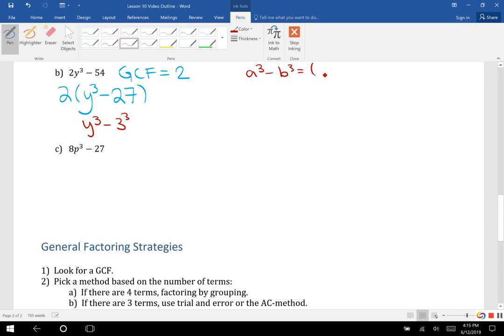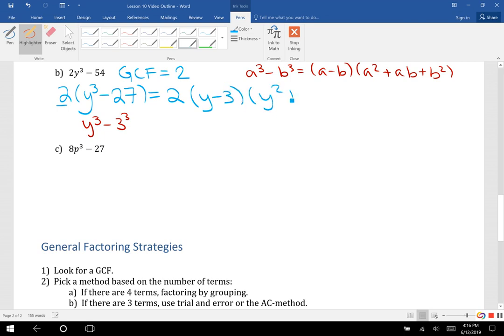And so I'll just rewrite it quickly. This should be the same formula I had typed out in your notes. So the a is going to be y, and the b is going to be 3. We'll also make sure we keep that 2, that GCF, in our final answer. So I'm going to keep the 2 there, and then a minus b should be y minus 3, and then we get y squared plus y times 3. I'll write that as 3y, and then plus 3 squared, I'm going to write that as 9. And there's my final answer.